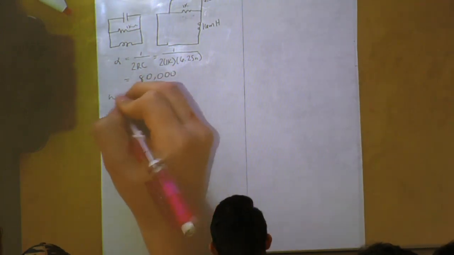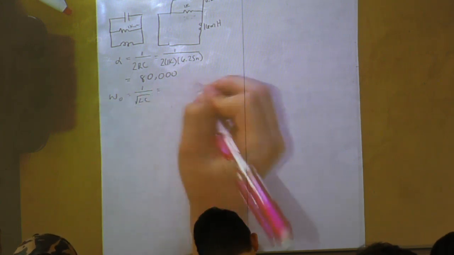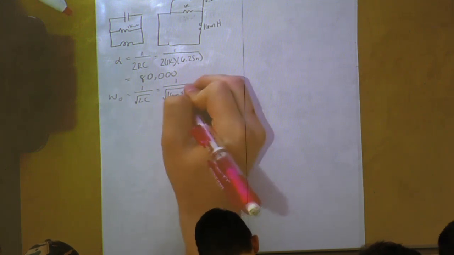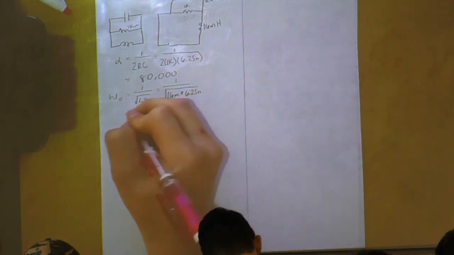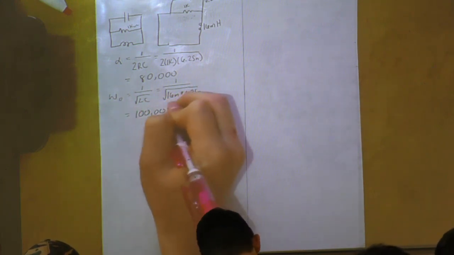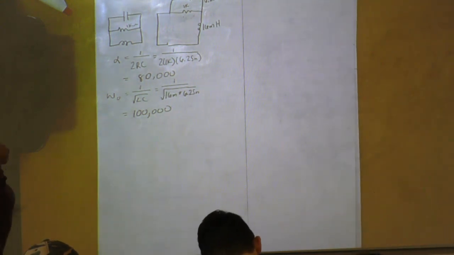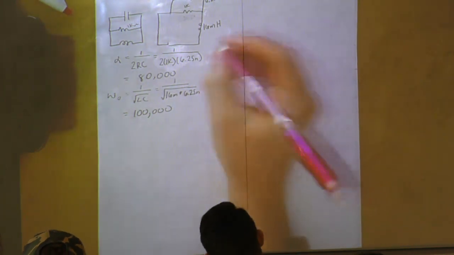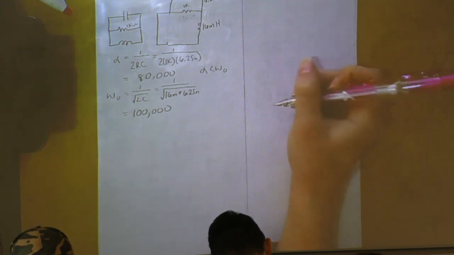Our omega naught is 1 over the square root of LC. Our L is 16 micro times 16.5 nano. This should come out to 100,000. So now to determine if it's overdamped, critically damped, or underdamped, we compare our alpha to our omega naught. So in this circuit, our alpha is less than our omega naught. This means that our circuit is going to be underdamped.